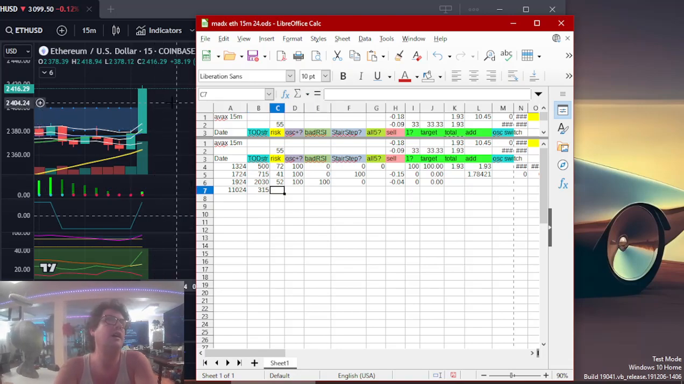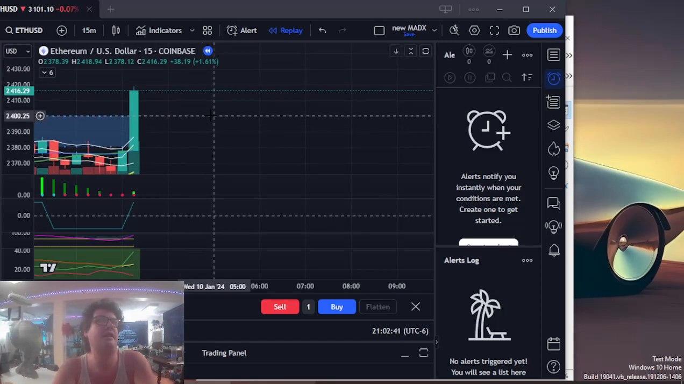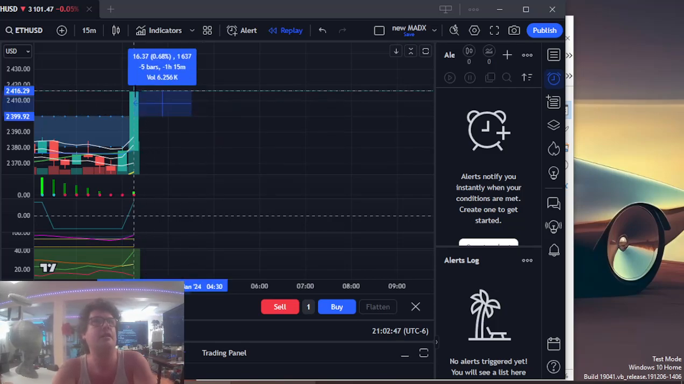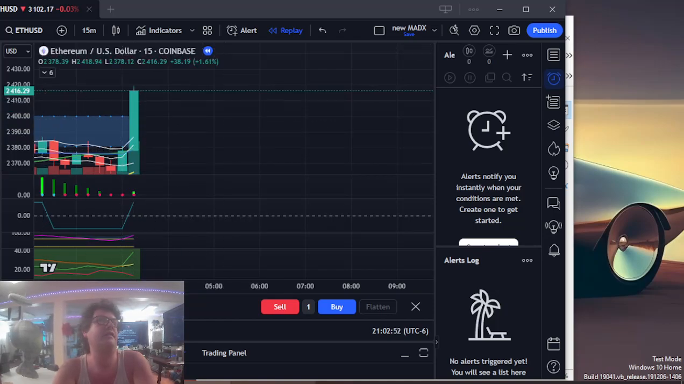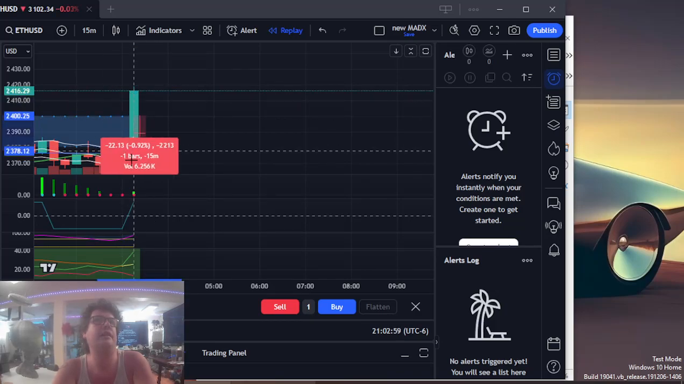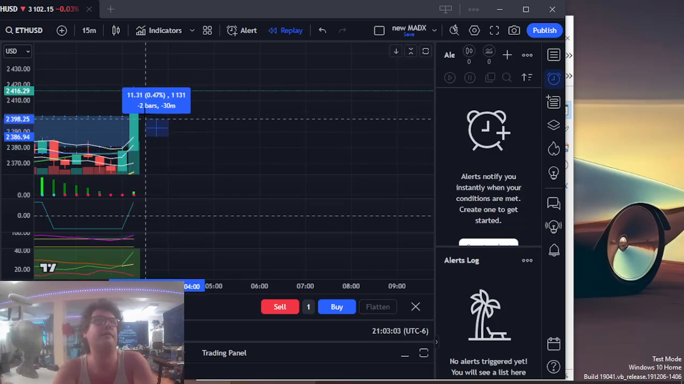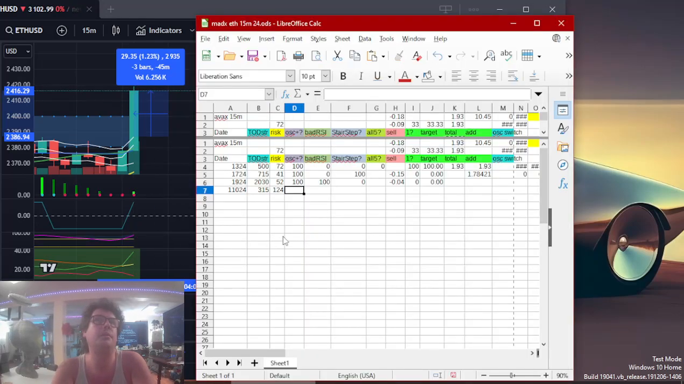How much are we risking here? I think the rule is if 50% of the candle is above a moving average or some area of resistance, then that's the stop loss. But it's not. Wait a second. What? Oh yeah. So this is the stop loss. I didn't quite put it in the right spot there.